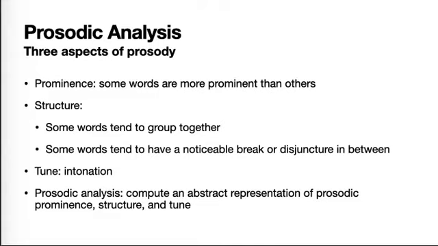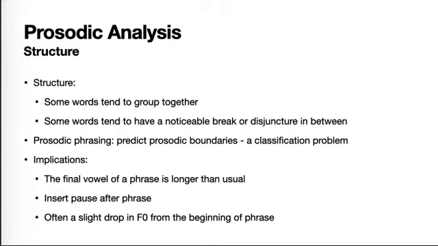And for prosodic analysis, the goal is to compute an abstract representation of prosodic prominence, structure, and tune. So for structure, we need to look for what's called prosodic phrasings, so words that tend to group together or that tend to have breaks in between. So that means we need to predict these boundaries or prosodic boundaries. This can be solved as a classification problem. So we classify each division point as whether they are a boundary or not.